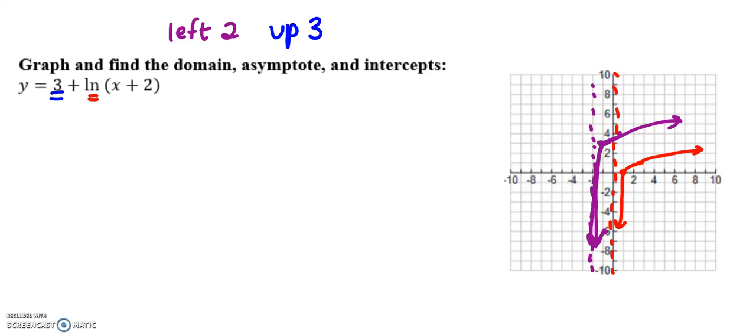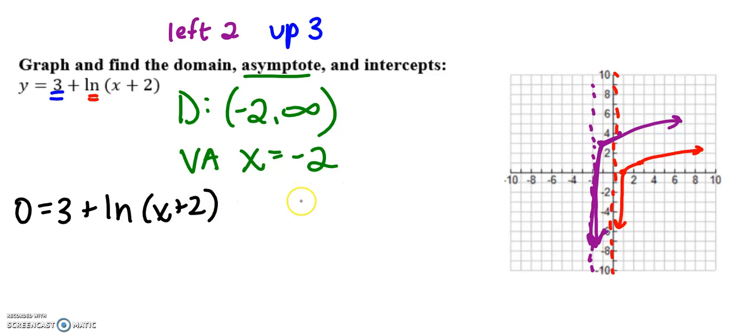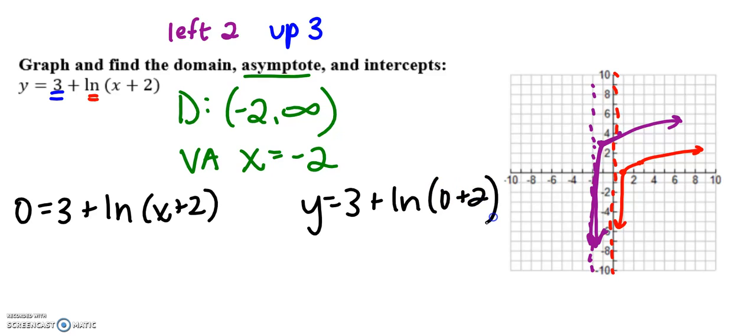So our domain here, if I were to squish all of this purple curve to the x-axis, I'm going to end up with my domain being from negative 2 to infinity. My asymptote is a vertical asymptote at x equals negative 2. And, to find the intercepts, I'm going to set y equal to 0. That'll let me find the x-intercept. And then I'm going to set x equal to 0. That'll help me find the y-intercept.